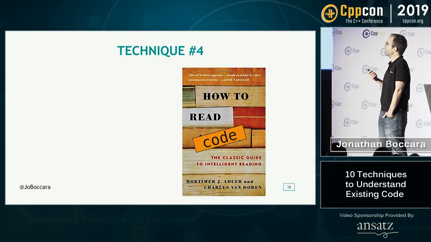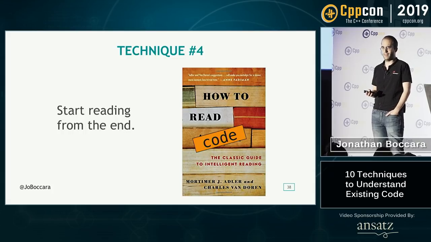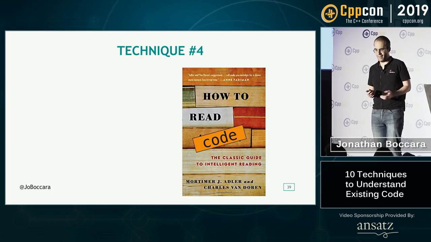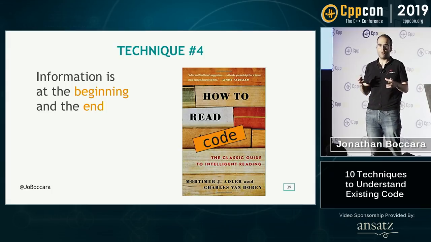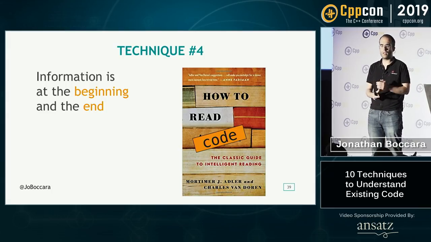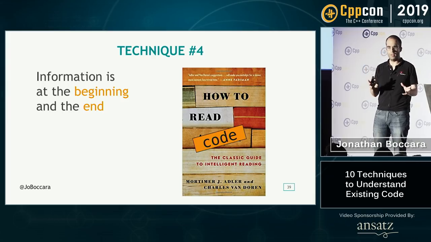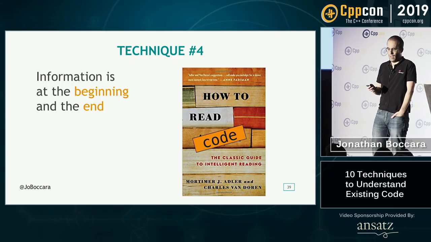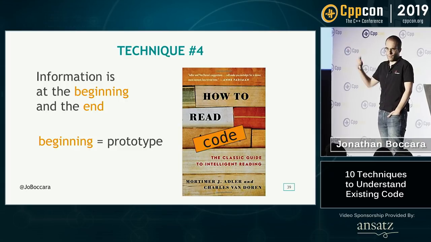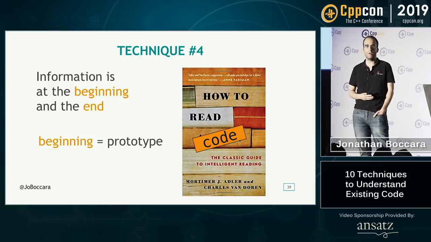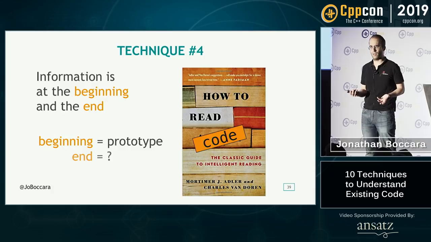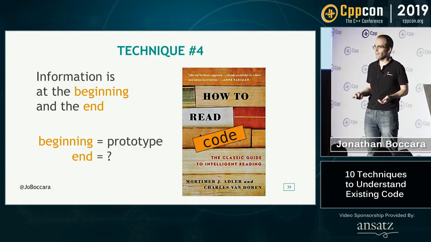Technique number four is to start reading from the end. It turns out that in a book, the information tends to be concentrated at the beginning and at the end of the book, of the chapter, of the paragraph, of any unit in the book. In code, there tends to be that pattern as well. The beginning of a function is a prototype. Reading the prototype is quite a natural thing to do to understand what a function is doing. Now, what's less natural is to read the end of a function. What's the end of a function? Yeah, that can be a return statement.